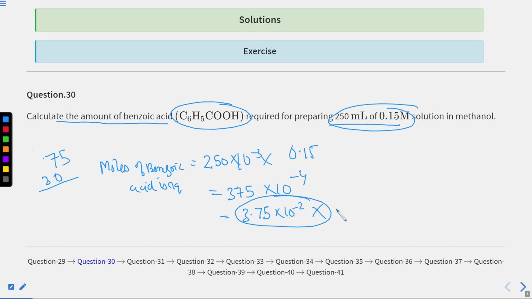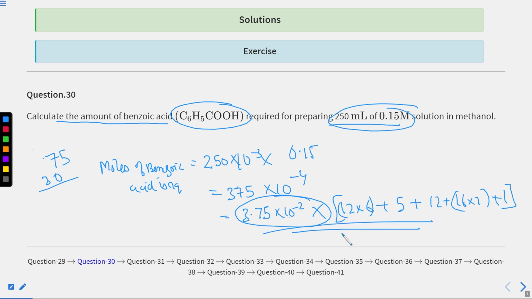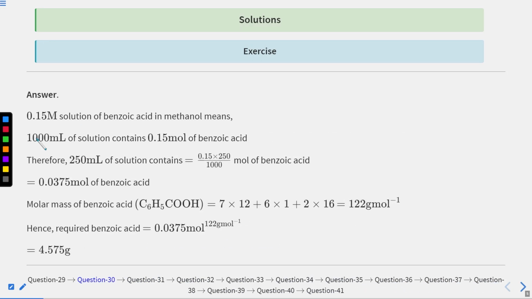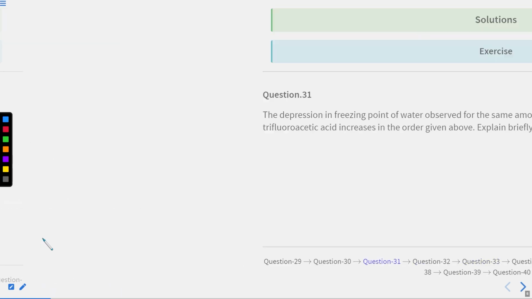Now if we multiply it with the molar mass, its molar mass will be 12 into 6 plus 5, 12, 16 into 2 plus 1. So you solve this, you will get your answer. So first we have calculated the number of moles, multiplied it by the molar mass to get your final answer.